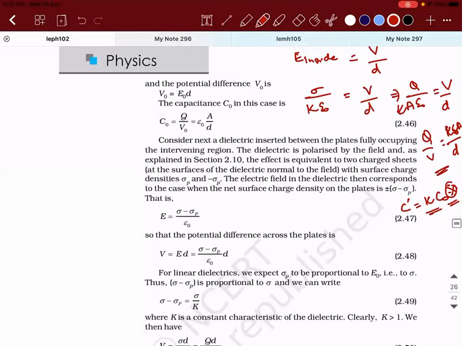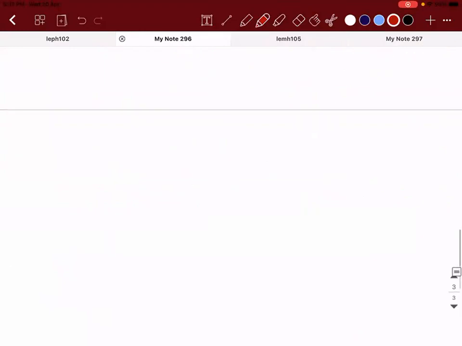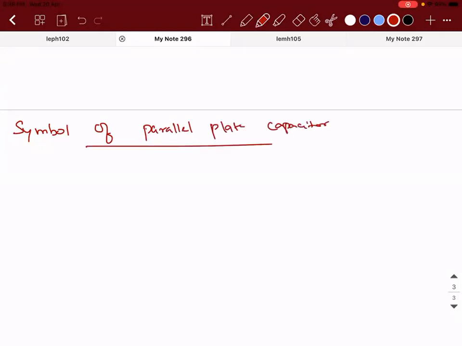So having this in mind, I want to explain the next concept. But before that, if you have to know the symbol of a parallel plate capacitor, you draw two lines, one positive and the other negative. It is something similar to a battery where both the lines are of equal length. This is called a capacitor of fixed capacitance.